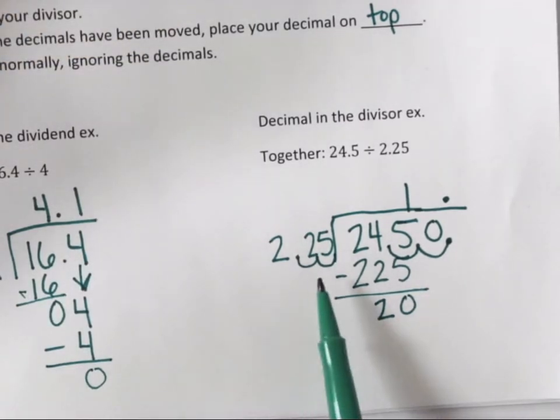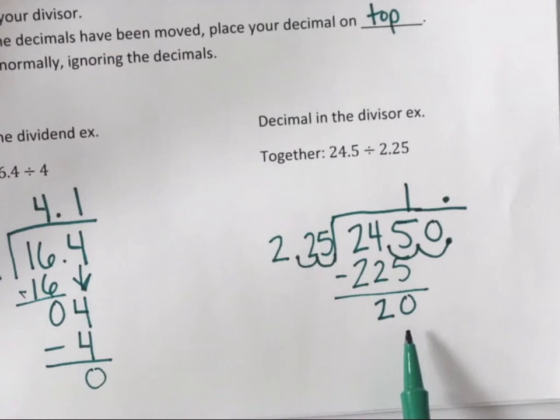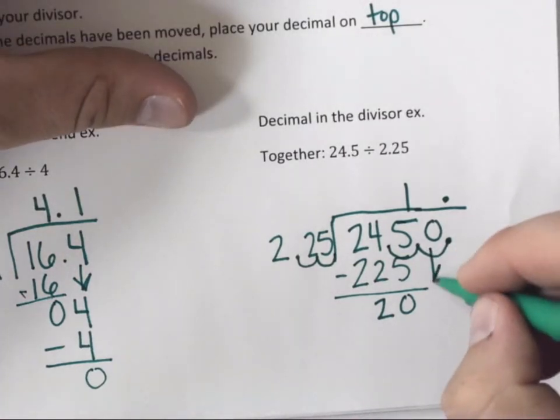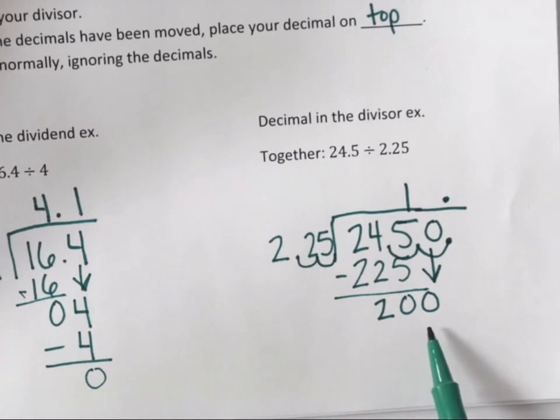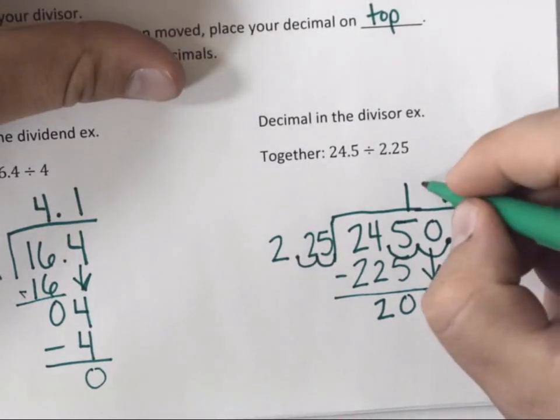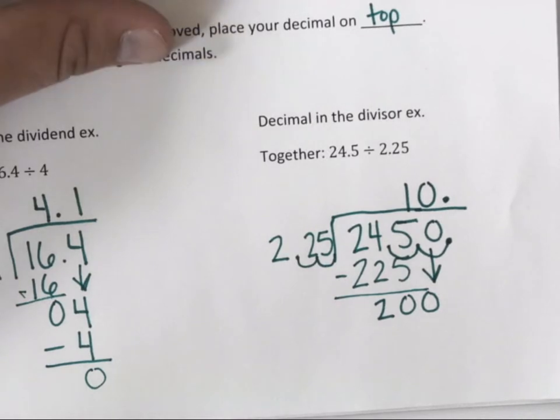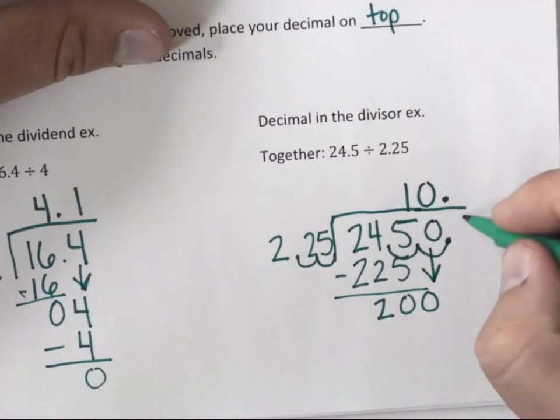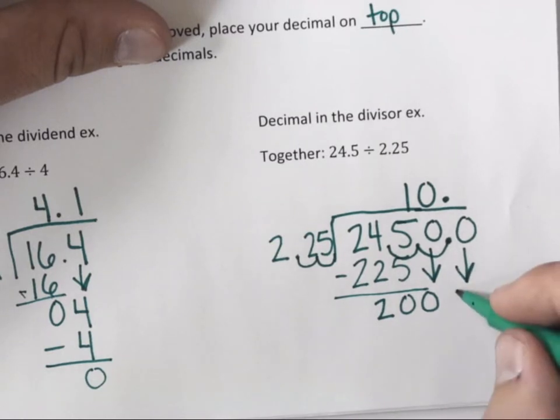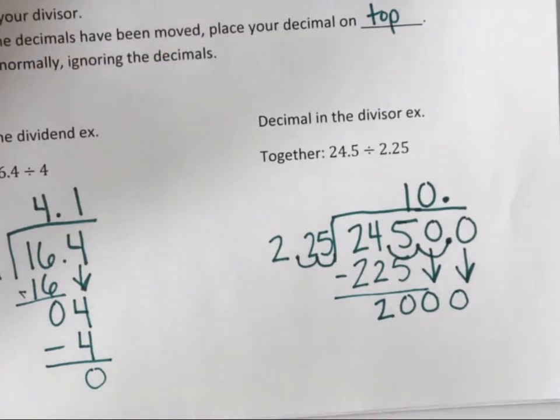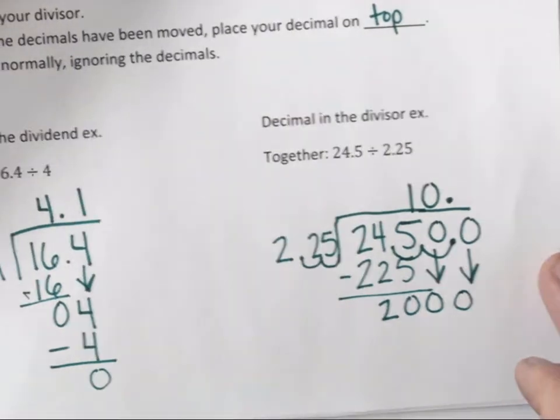Well, now 225 does not go into 20, so I must bring down my 0. 225 also does not go into 200, so now I have to add a 0 in my answer and add another 0. Okay, now we're going to bring down that last 0. So now 225 into 2,000. How many times does 225 go into 2,000? Okay, we're going to have to do a little guess and check.